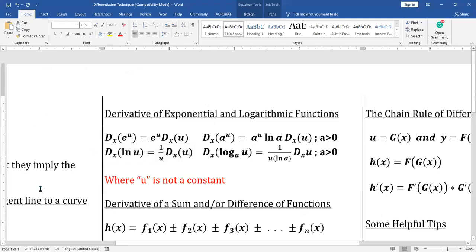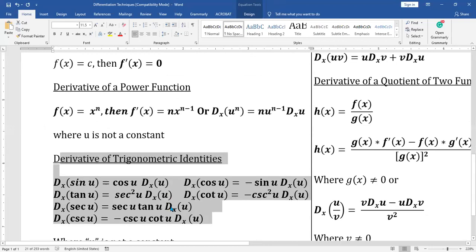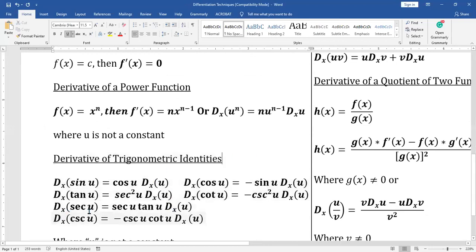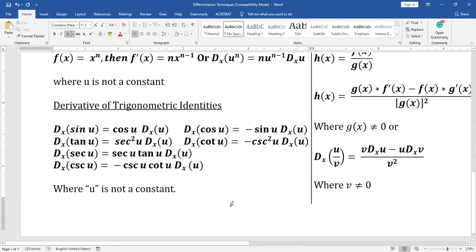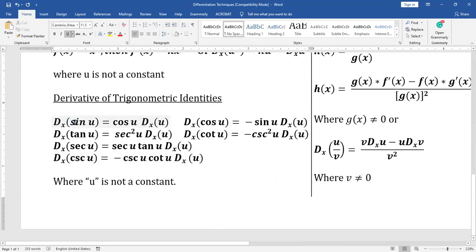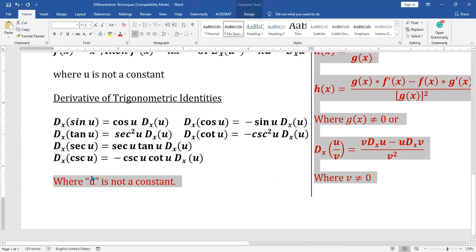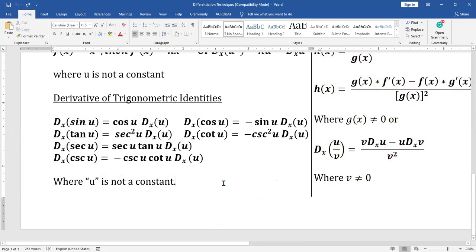Let's work on trigonometric identities. So you're familiar with sine, cosine, tangent, secant, cosecant, and cotangent. Here are the 6 different derivatives. Again, remember that u should not be a constant term. If you're going to take the derivative of sine u, the answer is cosine u times the derivative of u. And if you're going to take the derivative of cosine u, the answer is negative sine u times the derivative of u.